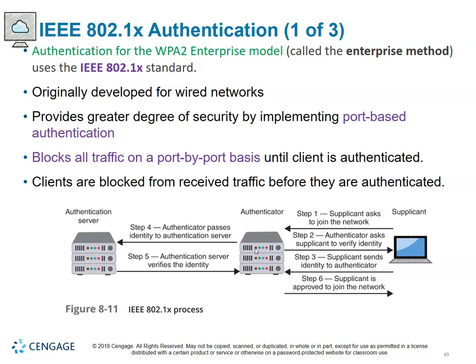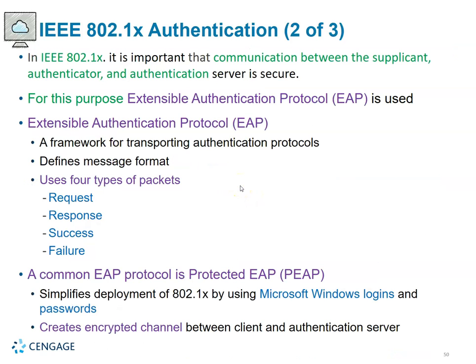So step 1, supplicant asks to join the network. The authenticator asks the supplicant to verify identity. Supplicant sends their credentials. Okay, now that the authenticator has the credentials, it goes off and says, okay, is this guy for real? And then the authentication server checks it against the records and says yay or nay, whether or not they're legitimate. And then finally, if approved, the authenticator would send the approval back to the supplicant to join the network. So the point here, port by port, and clients are blocked from receiving traffic before they're authenticated.